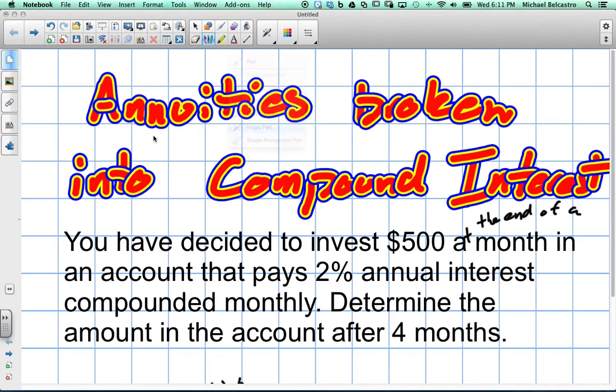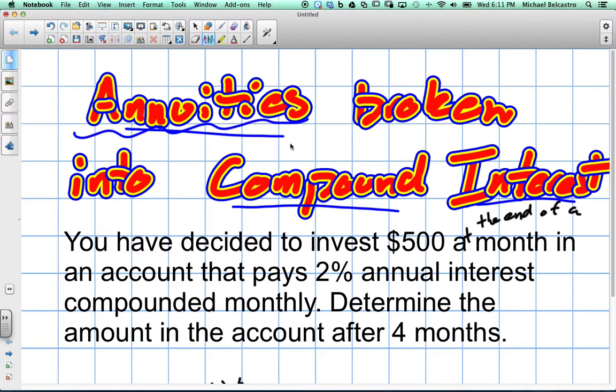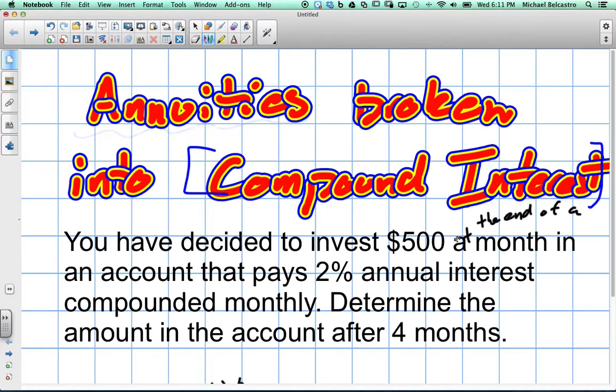So we're going to look at annuities broken into the compound interest formula. Because there's technically a formula for annuities, but we're actually going to solve an annuity just using compound interest. And then maybe later we'll get into another lesson about an actual formula so we don't have to go through this long process. So this is going to be a longer process to do it.